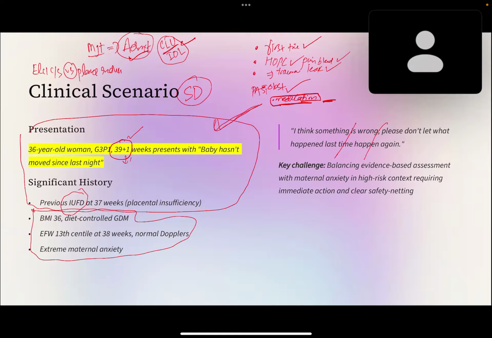Otherwise, if I don't give you this IUFD risk factor, you can send her home after checking the Bishop scoring and doing the intermittent heart auscultation. Send her home. Then, if there is recurrent reduced fetal movement, then we will have to deliver her. But here, one risk factor was enough.